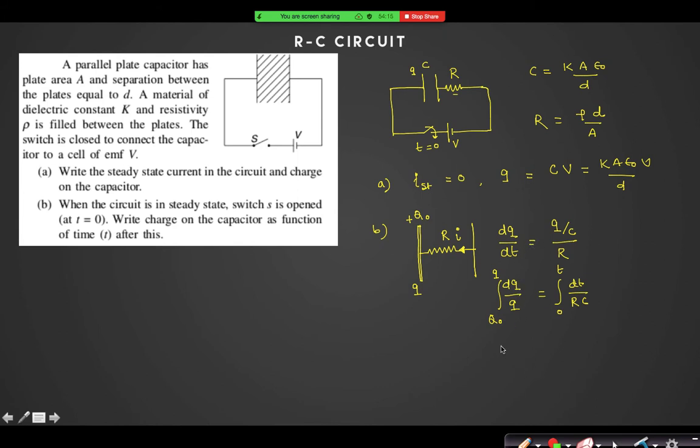Right? So can I say that it is ln of Q by Q naught, dq by Q is ln Q is equal to t by RC, right? Is there any problem in this? This is charge Q naught, and this is plus, this is minus, this is plus Q, this is minus Q.